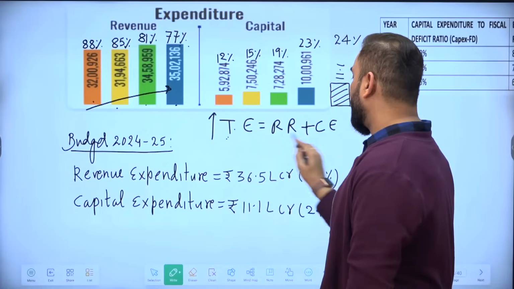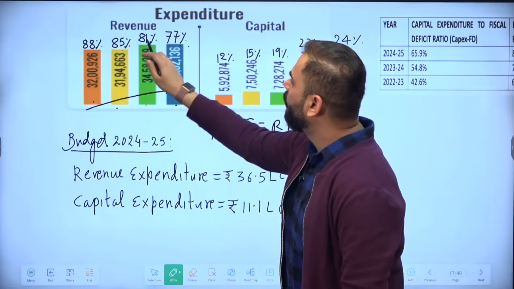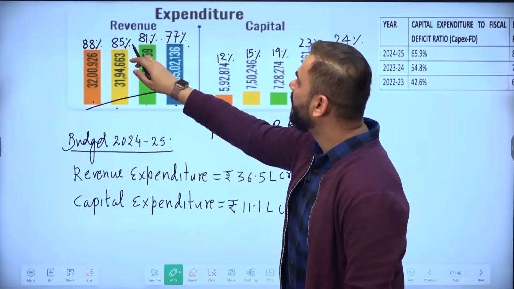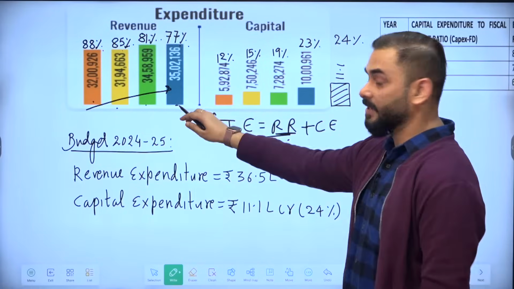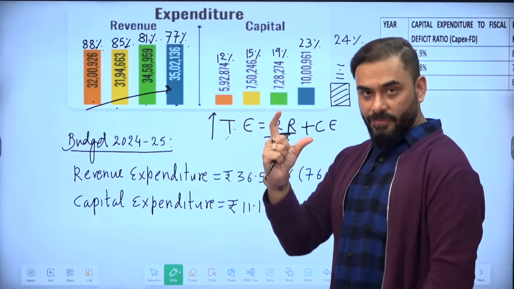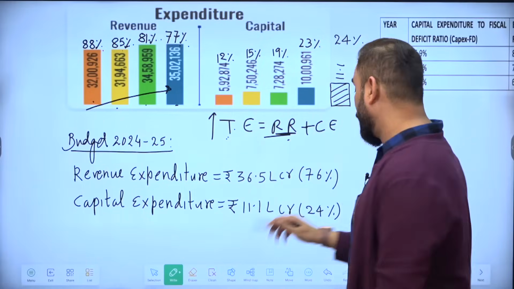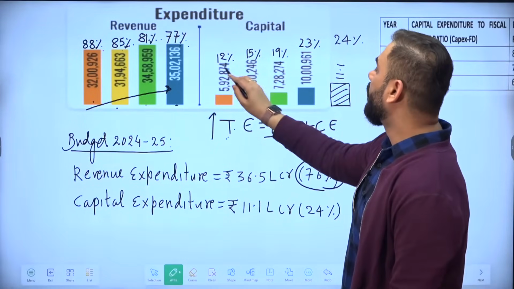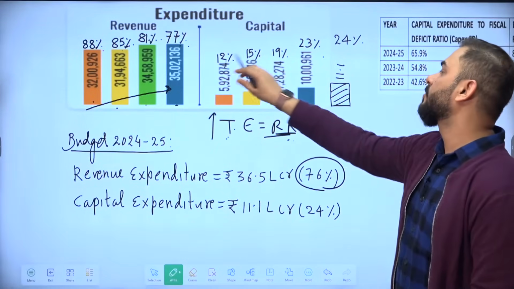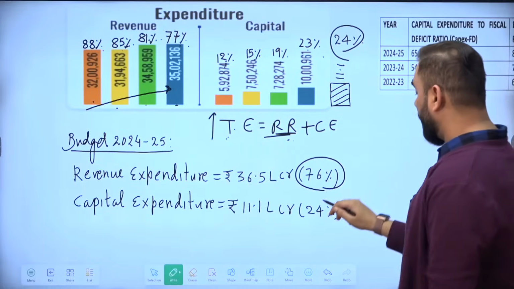But out of total expenditure, the contribution of revenue expenditure has started to come down. See, first it was 88%, 85, 81, 77% last year. This year, out of total expenditure, what is the percentage of revenue expenditure? It's 76%. Actually, it has come down even more. And what is the contribution of capital expenditure? See, earlier it was 12, 15, 19, 23. Now it has become 24%.